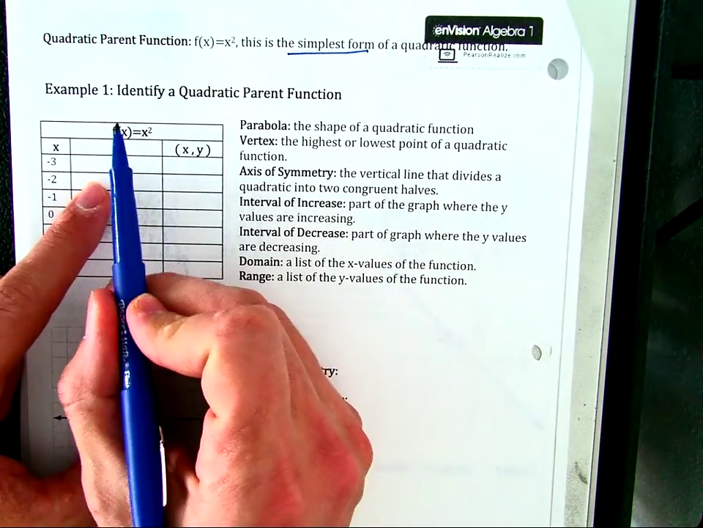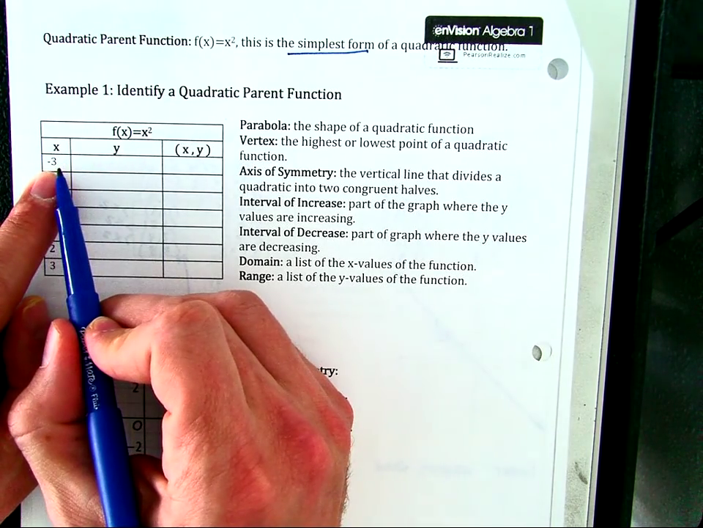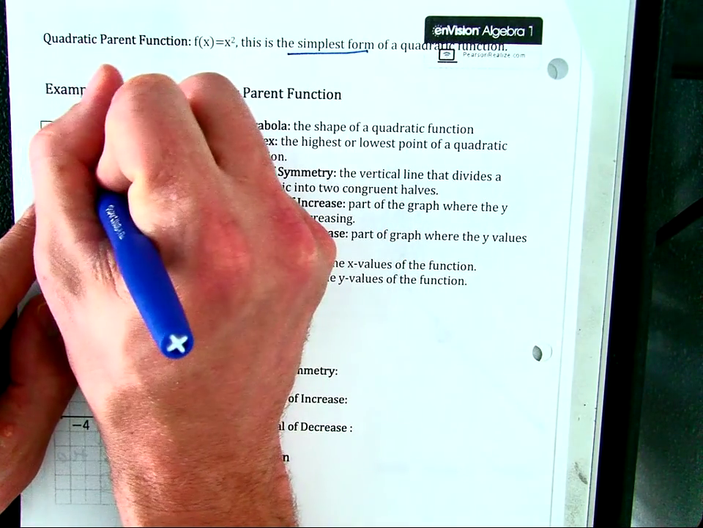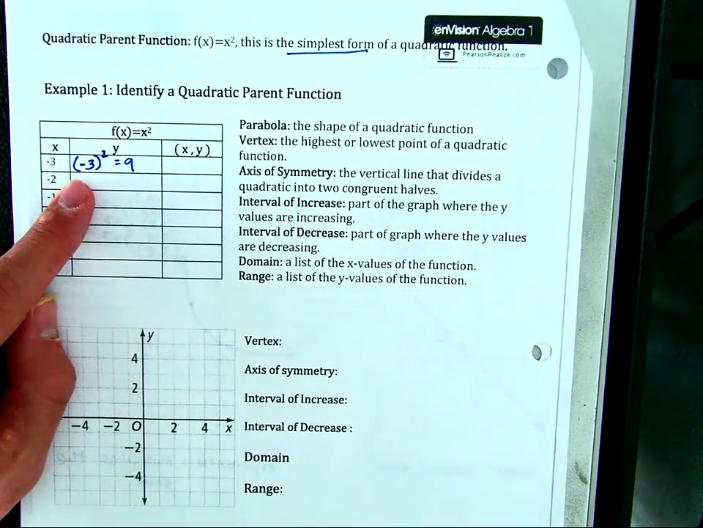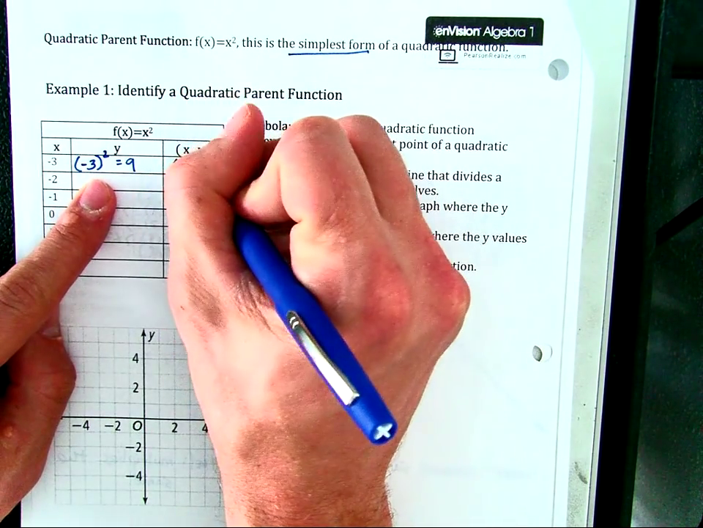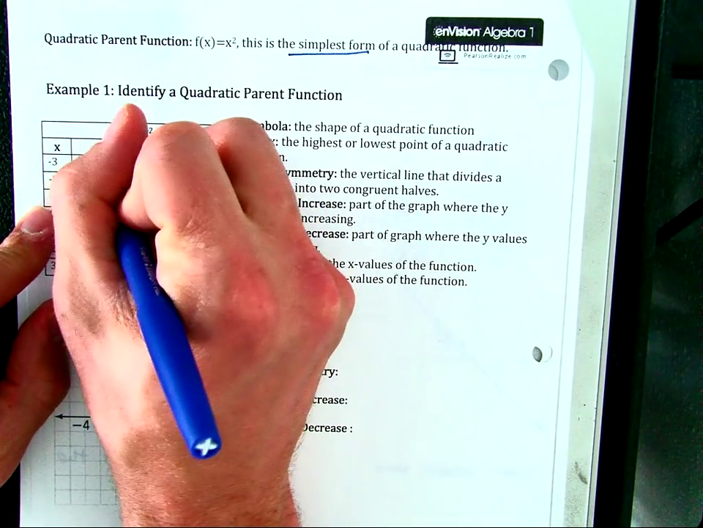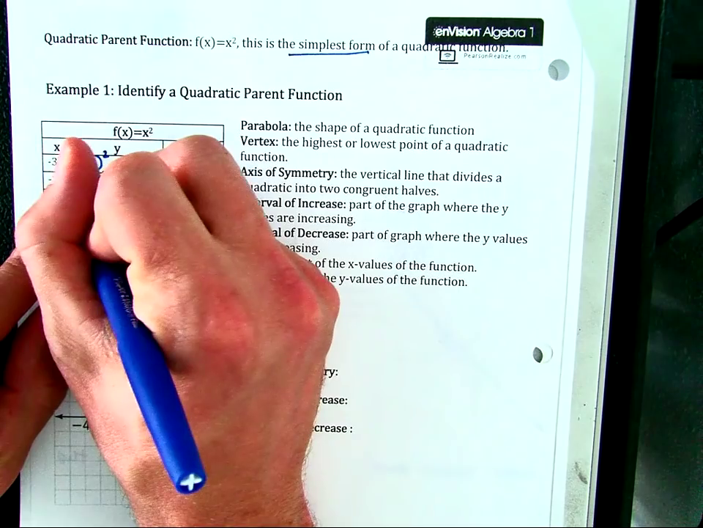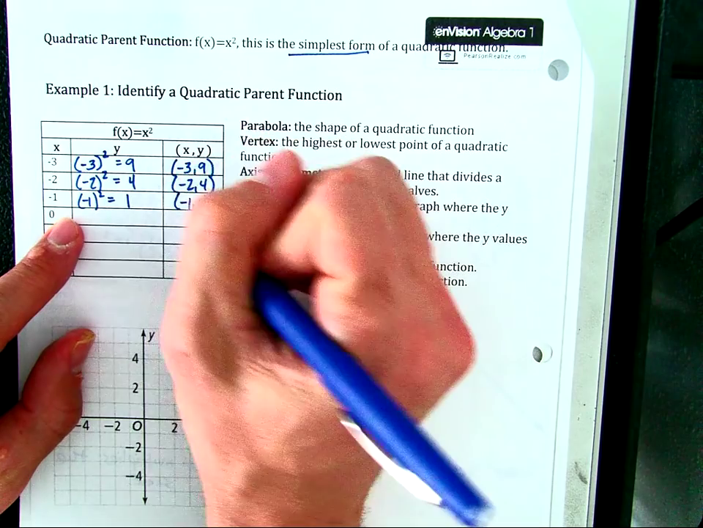First off, remember how to evaluate functions. If I have f of x equals x squared, to evaluate this when x is negative 3, we simply take the x squared and put negative 3 in. So we evaluate negative 3 squared, which is 9. What that means is when x is negative 3, my y value is 9. So we'll have that point to put on our graph in a minute. Then negative 2 squared is 4, so we'll have the point negative 2, 4. Negative 1 squared is a positive 1, so negative 1, 1.